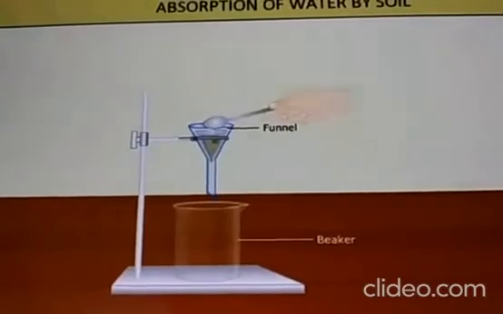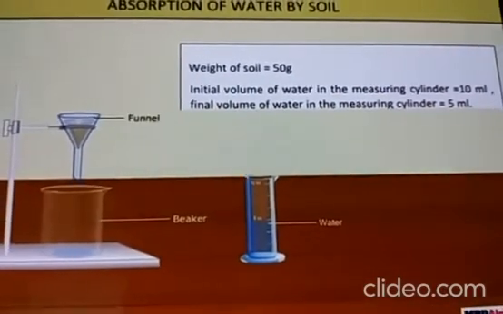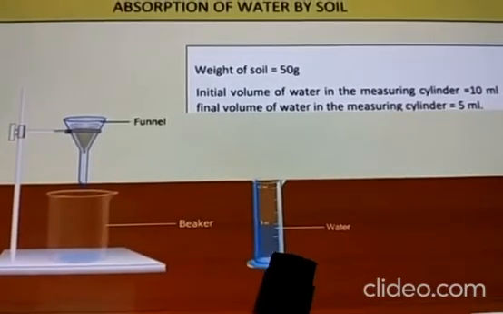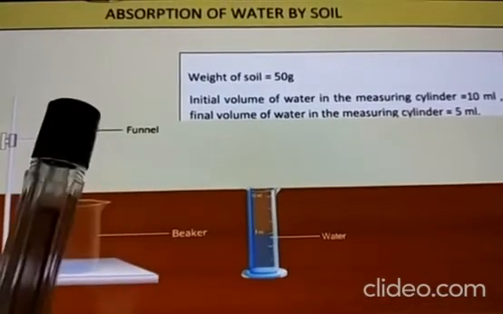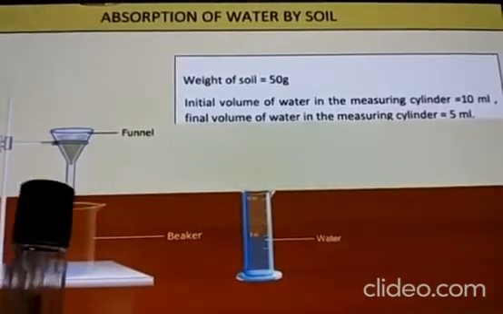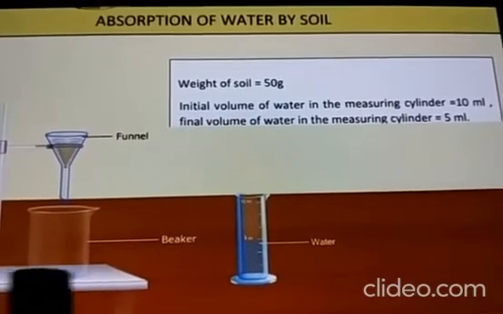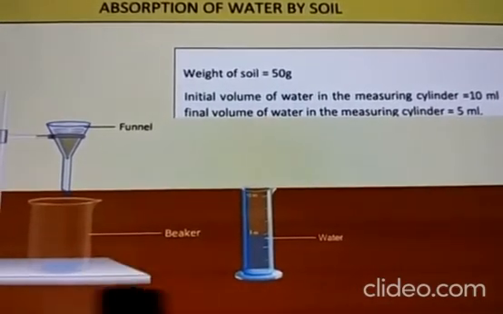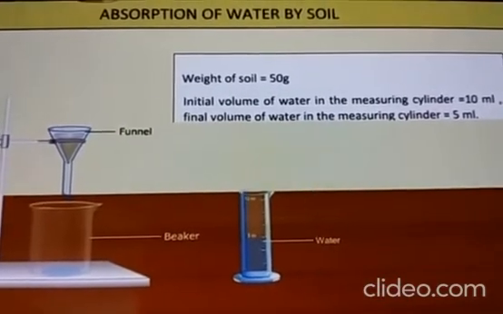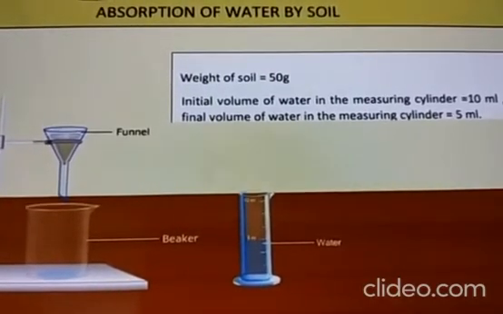Subtract the amount of water left in the measuring cylinder. The water you had taken in the measuring cylinder, we were pouring. Now it has percolated, meaning it has absorbed, and the water has started dripping into the beaker. What you have to do is subtract the amount of water left in the measuring cylinder from the amount you started with. This is the amount of water retained by the soil.